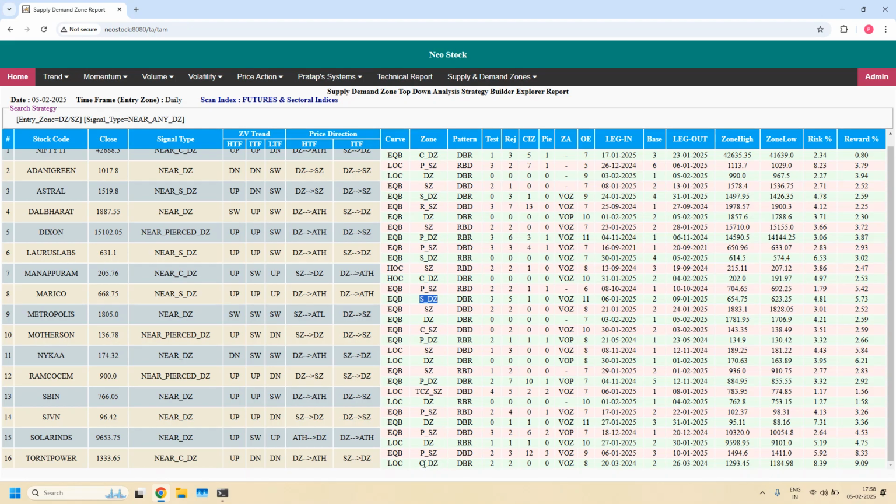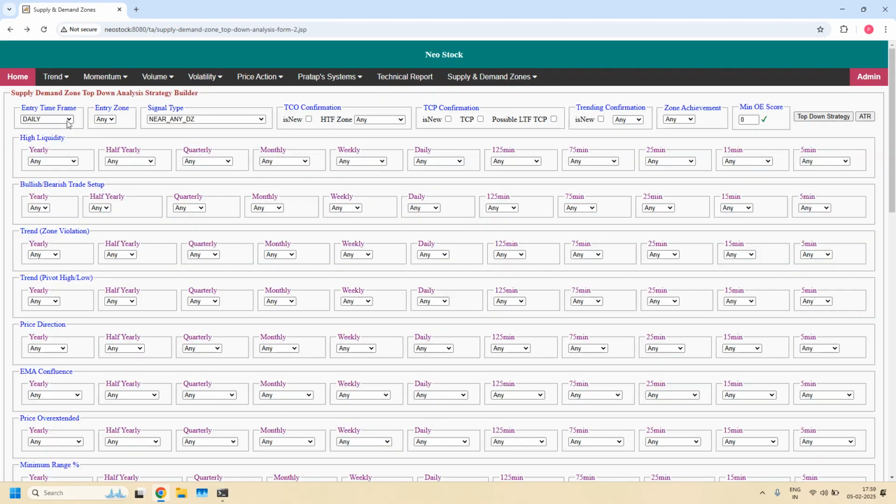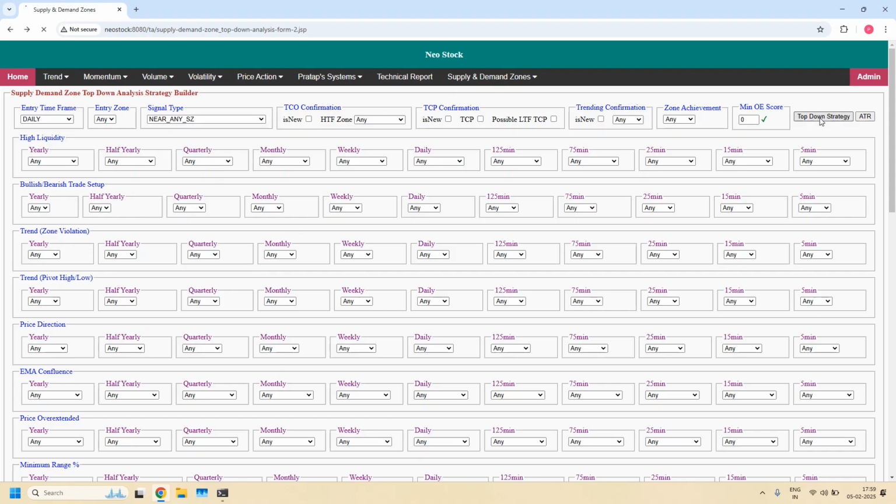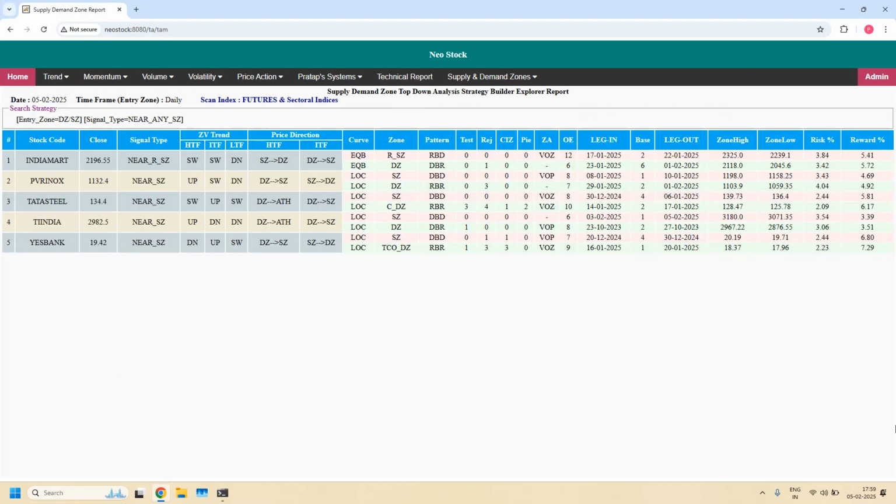And Torrent Power is having a high liquidity daily demand zone. So total we identified 5 high liquidity daily demand zones from this list. Okay. Next, daily time frame, stocks near daily supply zone. We got 5 stocks. Let us identify high liquidity supply zones from this list.